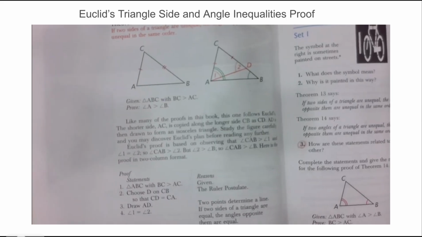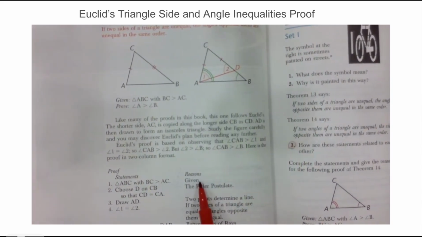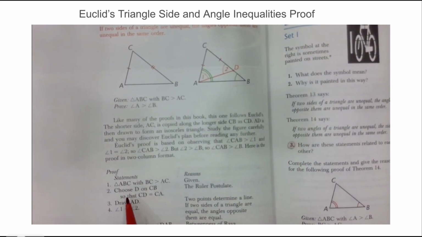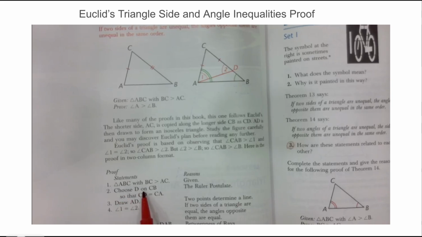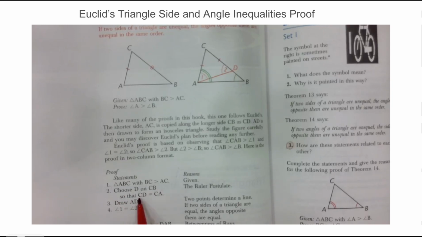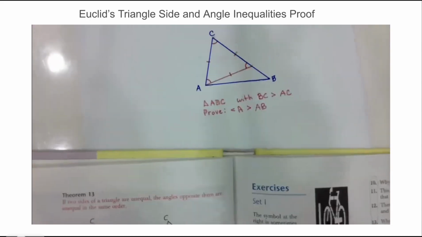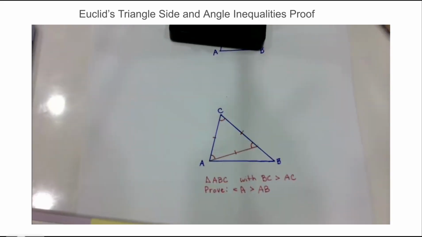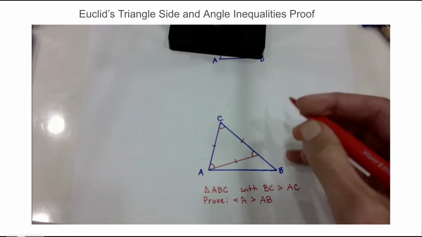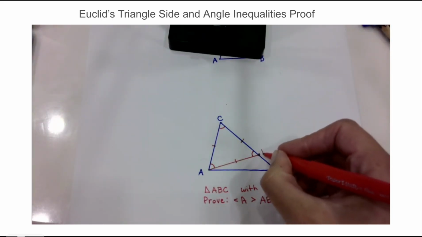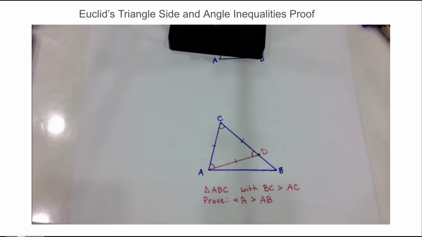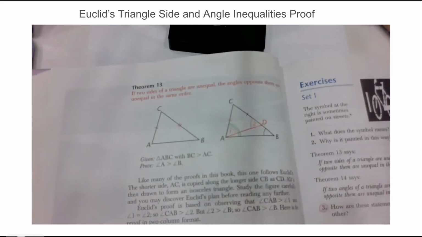And how do we know that? Well, it is given, but also number 2 says, choose D on line segment CB so that CD equals CA. So we have almost done that on our picture right here. The only thing that we need to change is we need to add the point D. There we go. Now, back to our book.